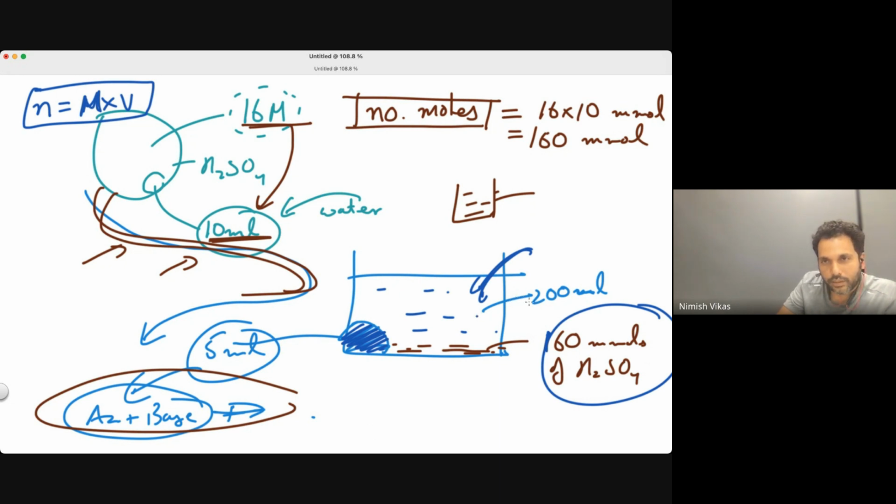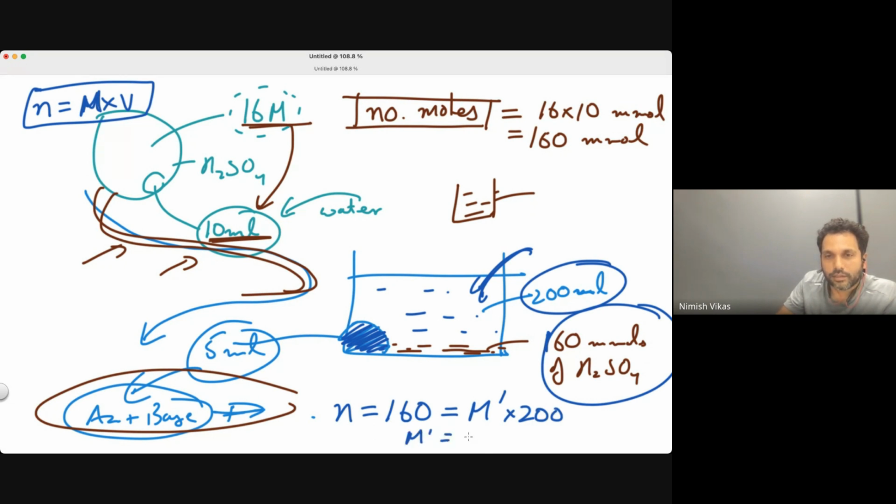The number of moles is still the same, 160. Now the diluted solution has molarity M dash, and the diluted volume is 200. So M dash is 160 by 200. Is that clear? So your molarity has reduced from 16 to 0.8, 20 times reduced because you have diluted it 20 times. Get the point?